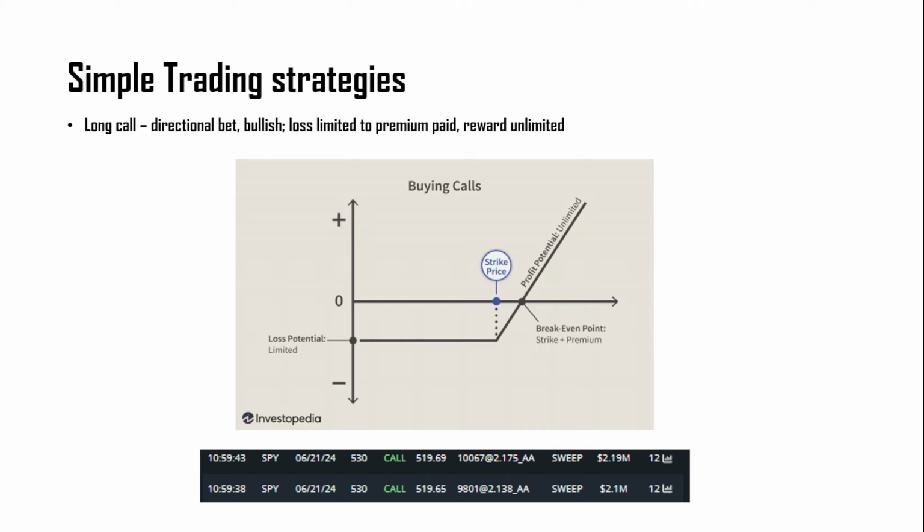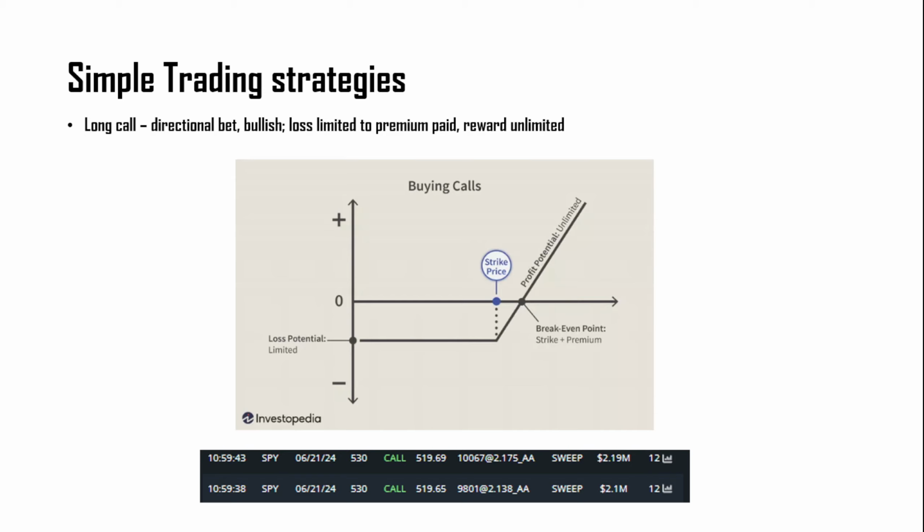You can see per chart here, if you pay $5 for that contract, your loss is limited to the $5, but your profit could be unlimited based on where the price of that stock goes. There's the strike price right there, and right above the strike price is usually where you break even, where your strike plus your premium is met.